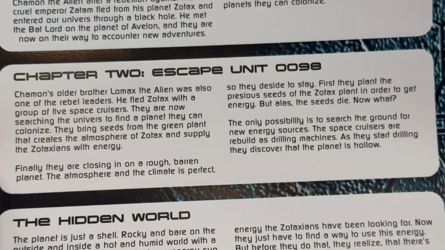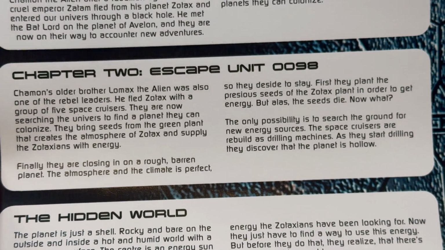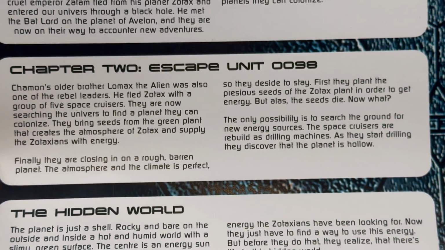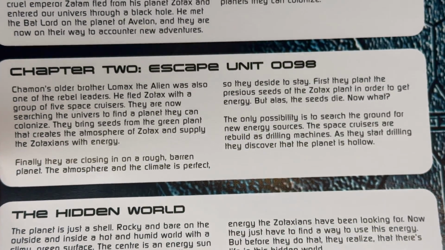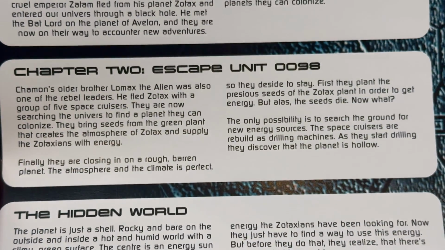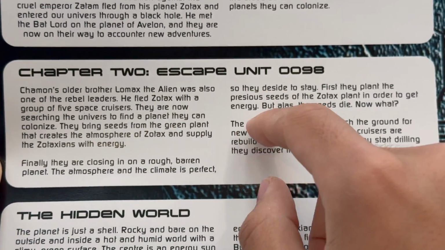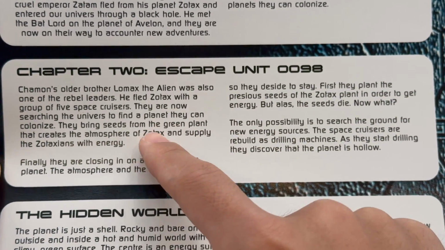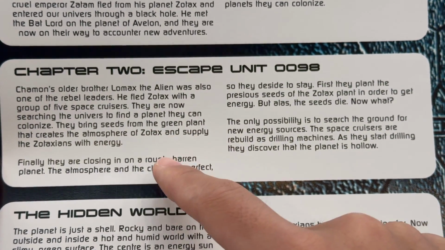So Chaman apparently has an older brother, Lomax the alien, who also was one of the rebel leaders. So he fled Zotax with 5 space cruisers, and they're trying to colonize a new planet because there's this evil emperor who's taking over Zotax. So they bring these seeds to this new planet. They have seeds from a green plant that will create their atmosphere.